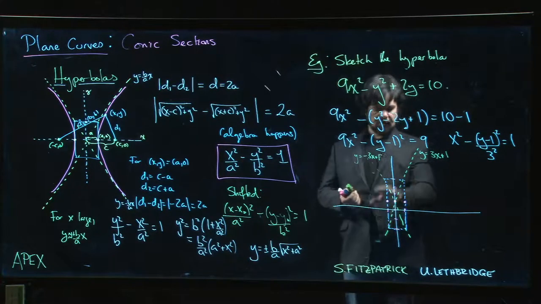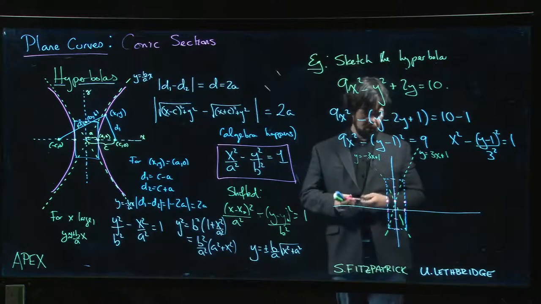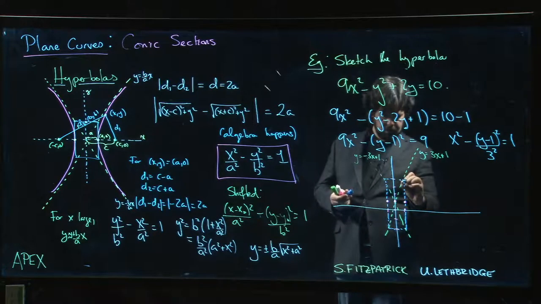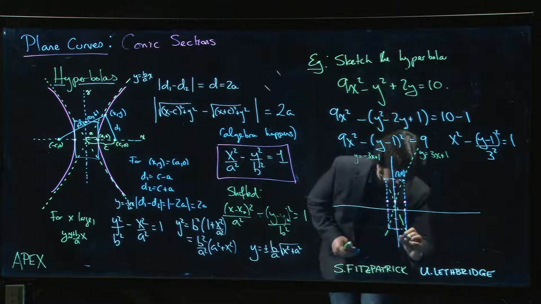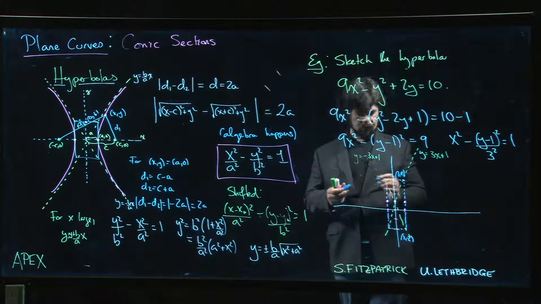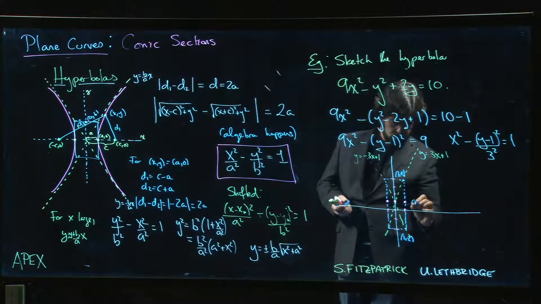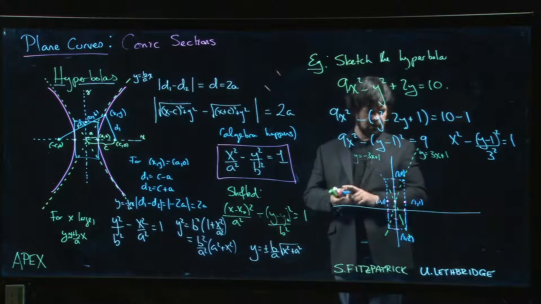So we've got the asymptotes, we've got the vertices. We should maybe label a few more points here. Maybe we want to label that this is at (1, 4). This is at (1, minus 2). Label that's (1, 1) for that vertex, and (minus 1, 1) for the other vertex.